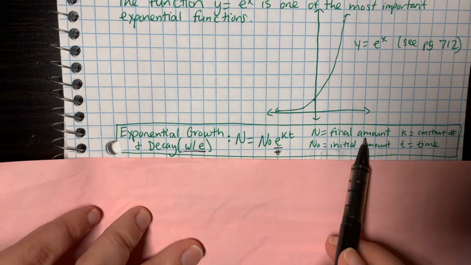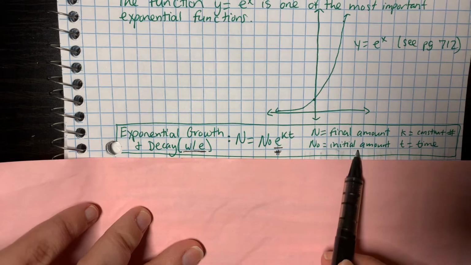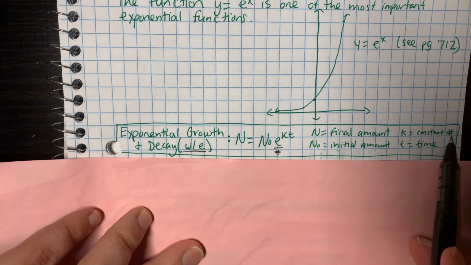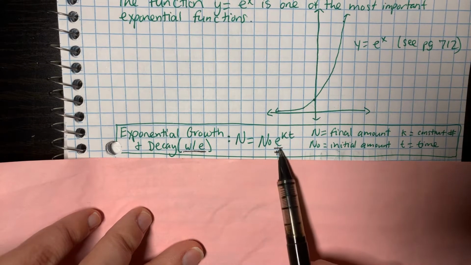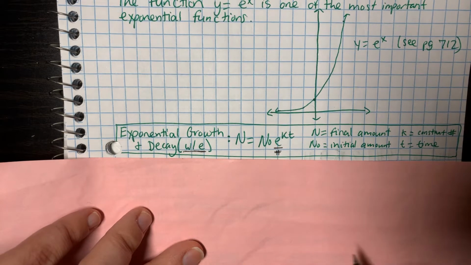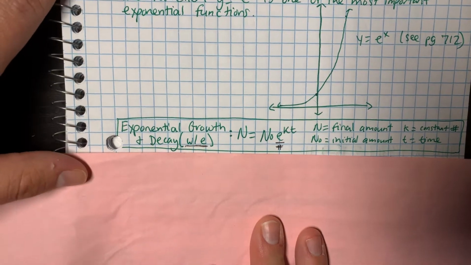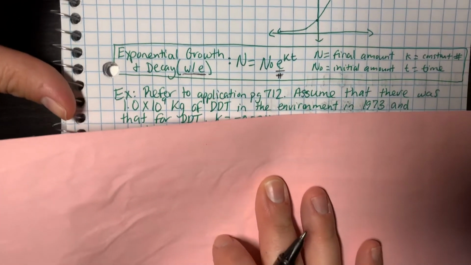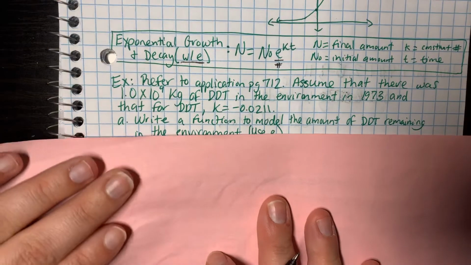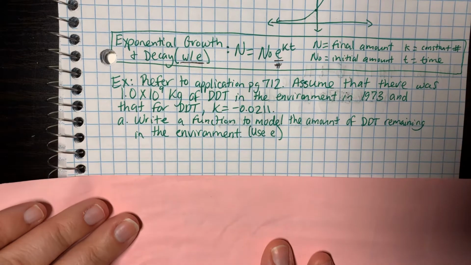N is the final amount, N0 is the initial amount, k is a constant number, t is time, and e is a number. It is on your calculator. Do not approximate 2.718 for e. Use the e button on your calculator. It's different than your e letters, so carefully look for it.